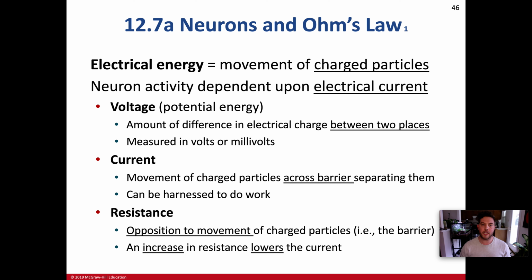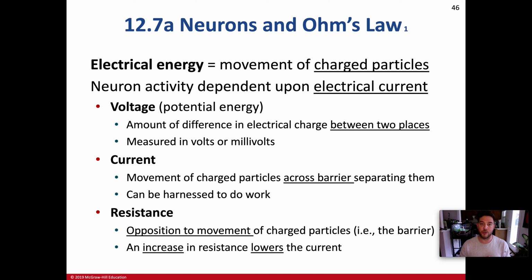So there are three components to electricity that we have to understand. Voltage is your potential energy. The voltage is the amount of difference in the electrical charge between two places. If you think, again, we're talking about neurons, the plasma membrane is going to divide the two places. You have the inside of a cell and the outside of a cell. So the voltage is the difference between the inside and the outside.